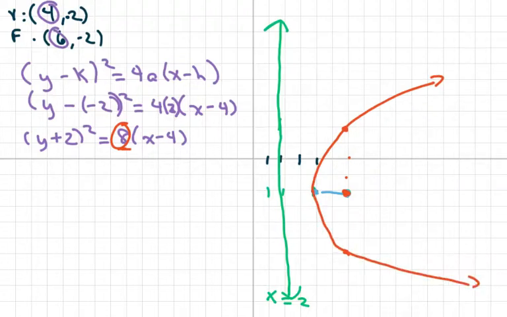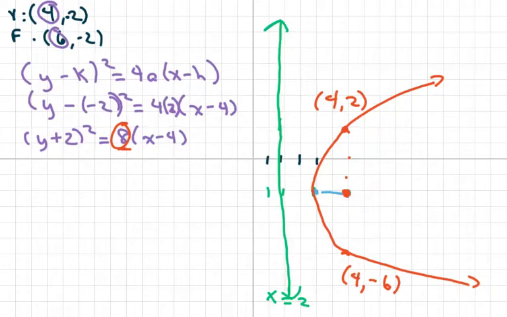And you can get the points of the latus rectum right off the graph. So this is going to be 4, 2, and this one is going to be 4, negative 6. So we went down 4 from the negative 2. Or you could just plug in the x to get the y.